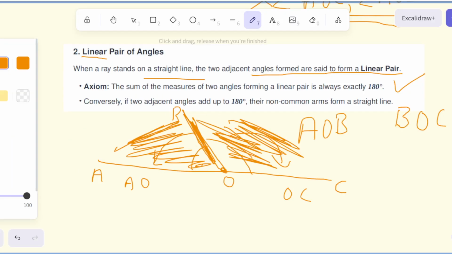I think we did the vertically opposite angles next one, right? Vertically opposite, yeah, we did. So vertically opposite angles. What are vertically opposite angles? The angles formed by intersecting lines, isn't it? So if I again discuss the same, one second, I'm putting it on the whiteboard.